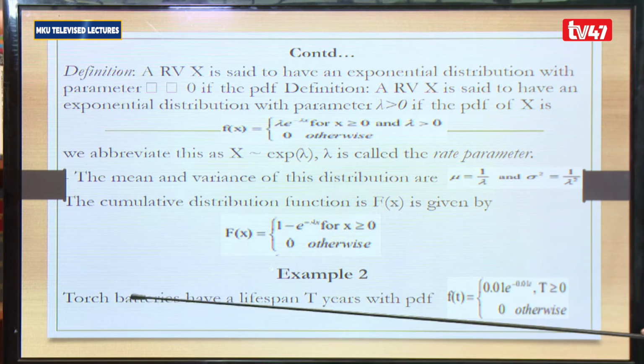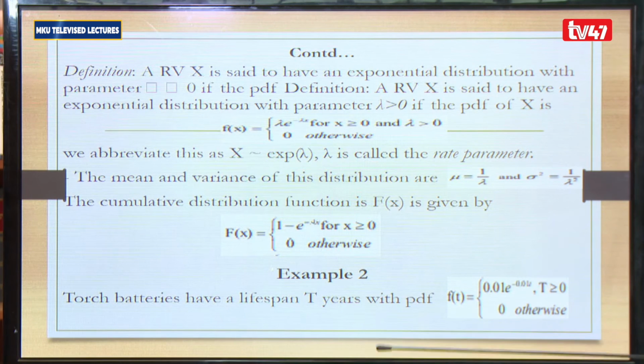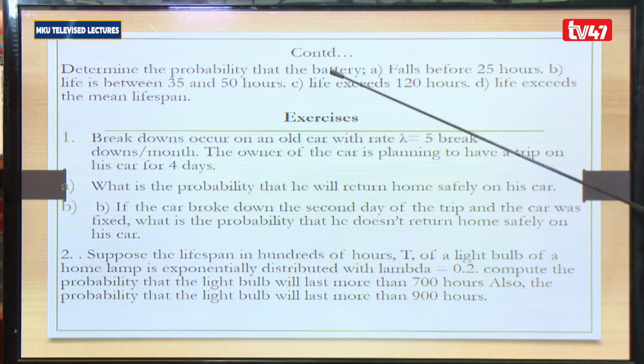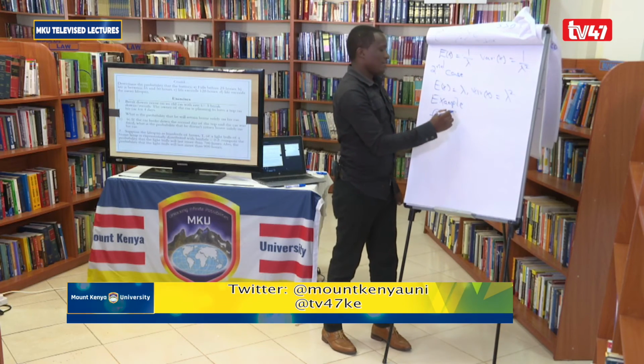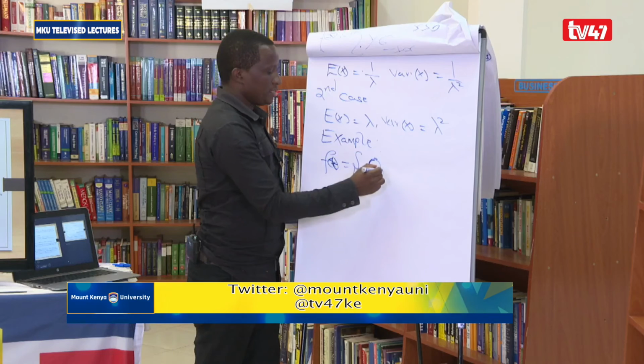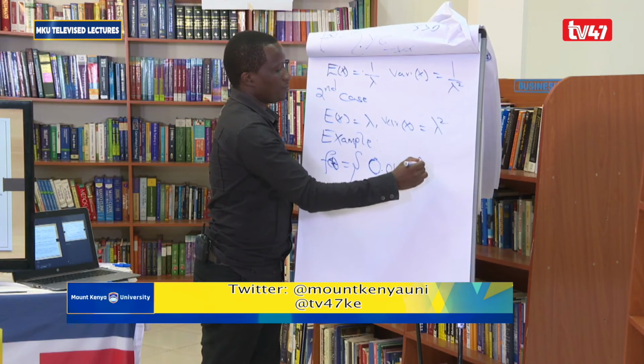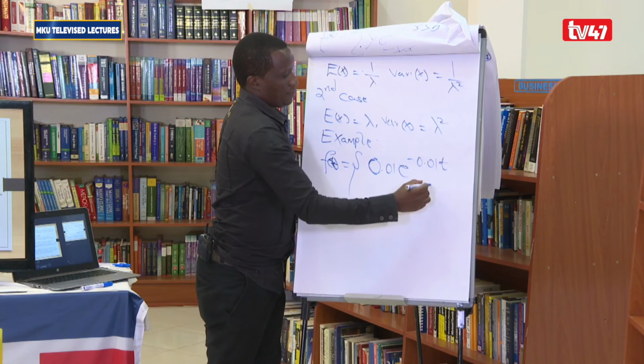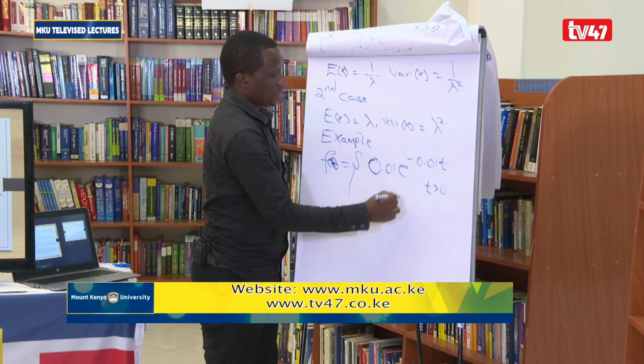Let's look at an example. Torch batteries have a lifespan T years with this PDF. Then you determine the probability that the battery fails before 25 hours. So in the example, we have f of t defined by 0.01 e to the negative 0.01 t for t greater than 0, and 0 otherwise.